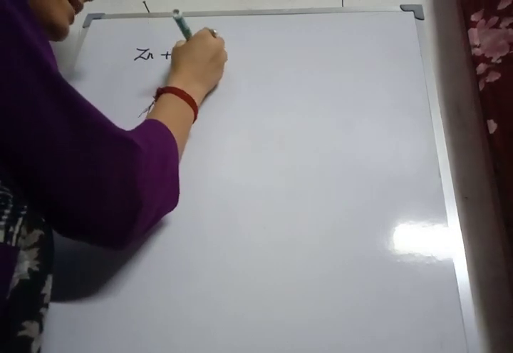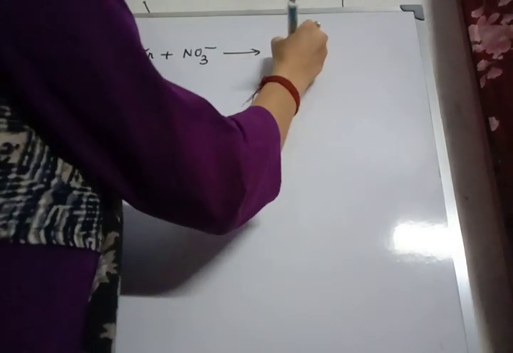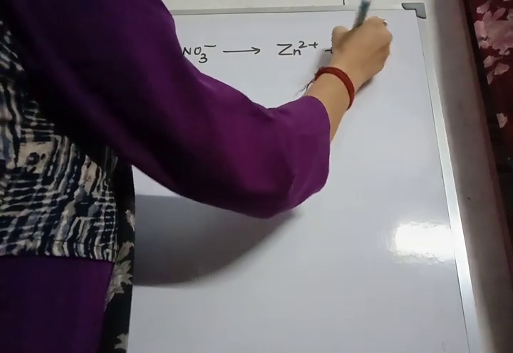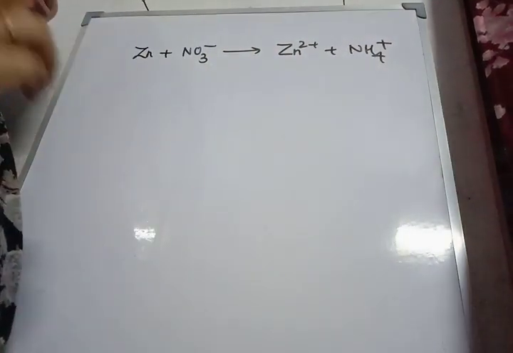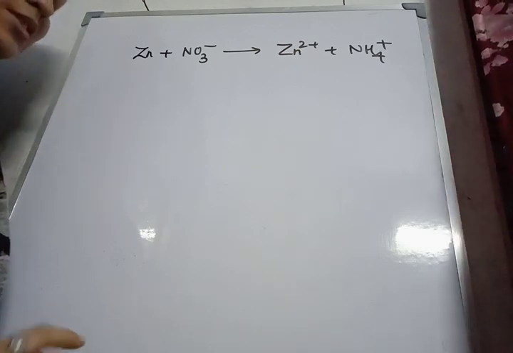So let's start. First one is Zn plus NO3 negative arrow Zn2 positive plus ammonium. The medium is basic medium. First of all, I am going to split the equation into two halves, that is reduction and the oxidation half.